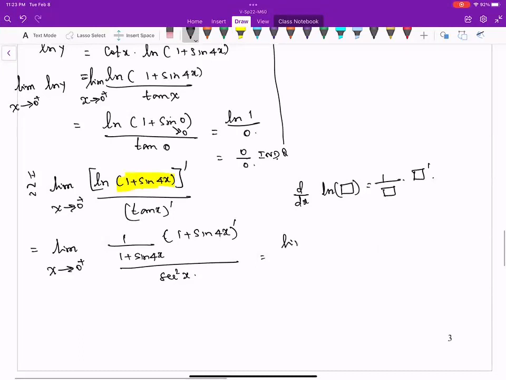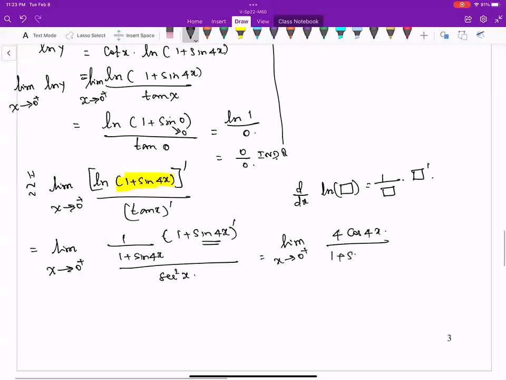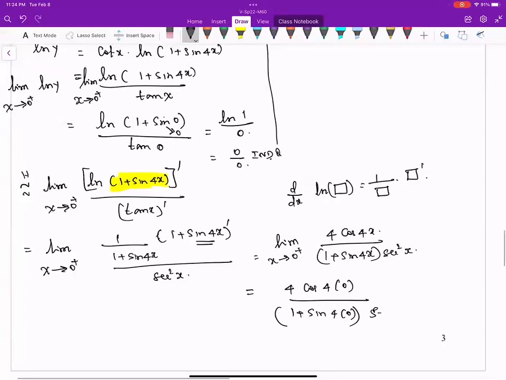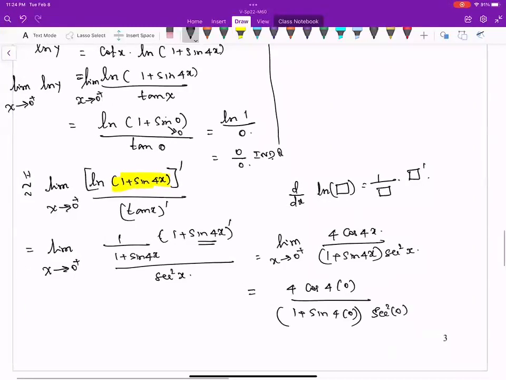So it is the limit as x approaching 0 from the right. Derivative of 1 is 0. Derivative of sine of 4x is 4 cosine of 4x, divided by 1 plus sine of 4x times secant square x. Now you try to plug and play. So it is 4 cosine of 4 times 0 plus, of course, divided by 1 plus sine of 4 times 0 times secant square of 0 plus.